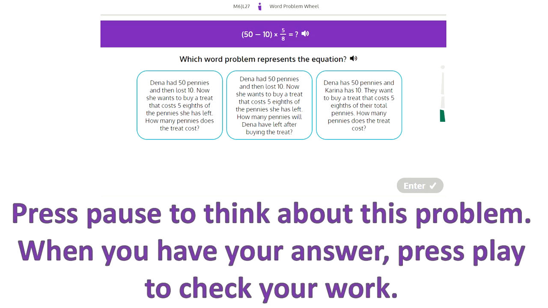Go ahead and press pause again. Think carefully about this problem. When you have your answer, press play to check your work.